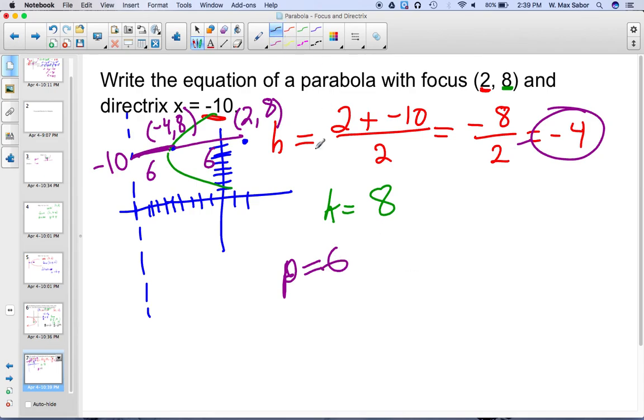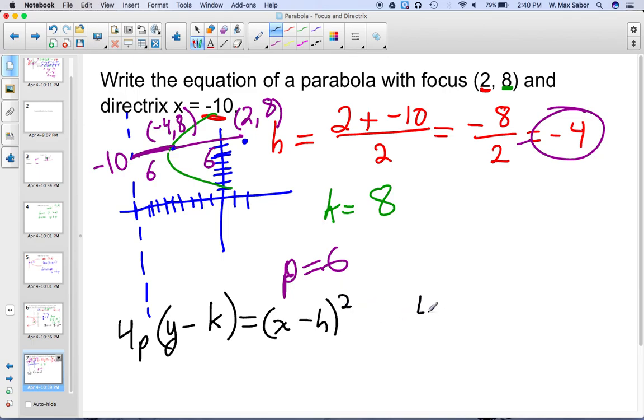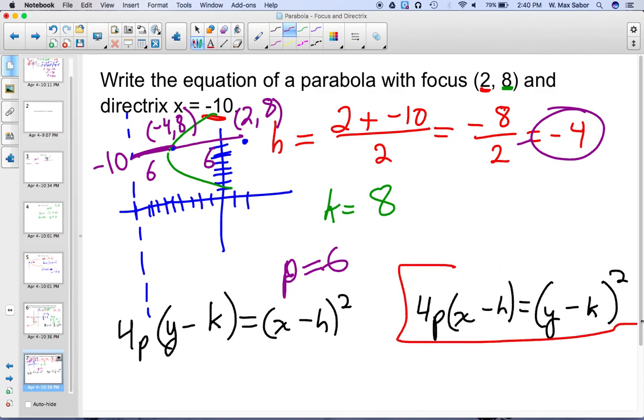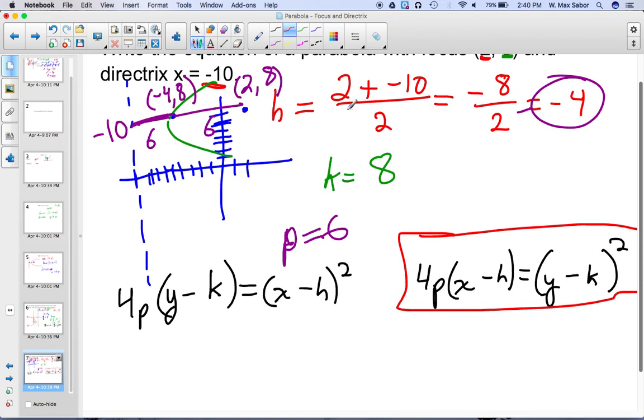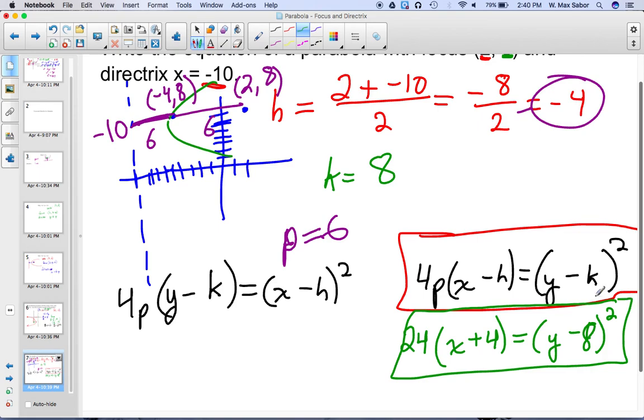Now we have enough information to figure out which parabola we're writing. I'm either going to write (y minus k) times 4p equals (x minus h) squared, or I'm going to write 4p times (x minus h) equals (y minus k) squared. Because this is a horizontal facing parabola, which I know because the directrix was x equals, I'm going to use the second equation. Once I identify that, I substitute in h and p. p is 6, so that becomes 24. h is negative 4, so this becomes positive 4. And k is 8. And there is our answer. Thanks.